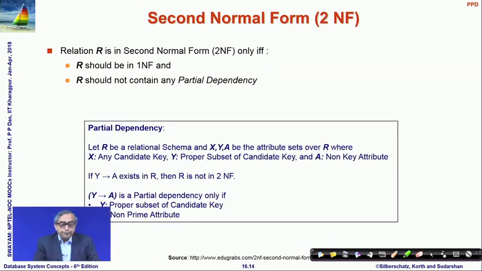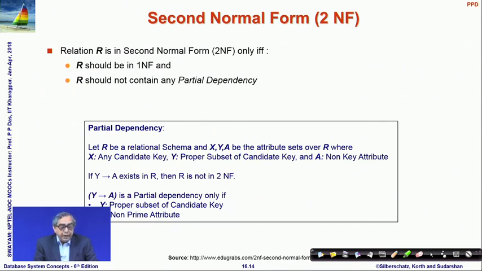Moving on, the second normal form. A relation is in second normal form if it is in first normal form, and it does not have any partial dependency. So, what is a partial dependency? I have given the definition here.